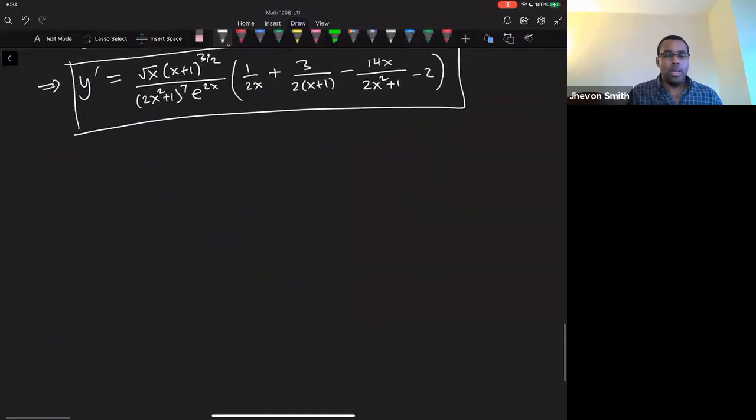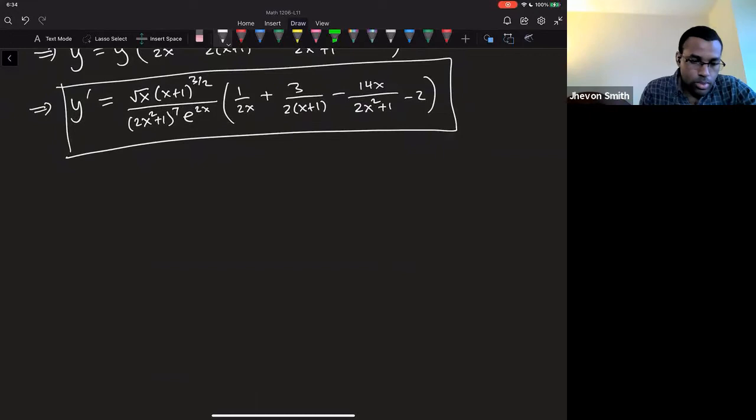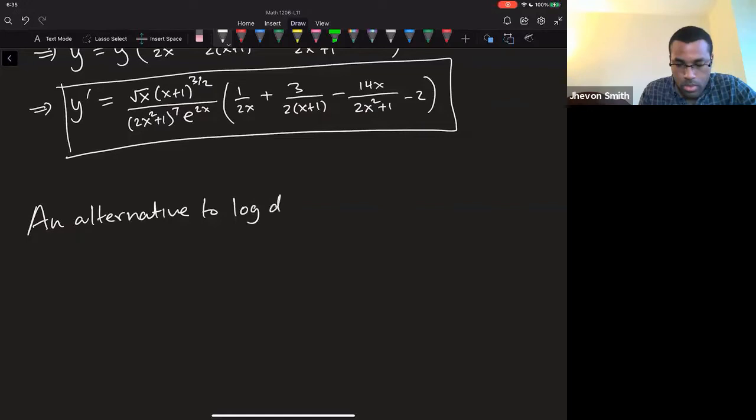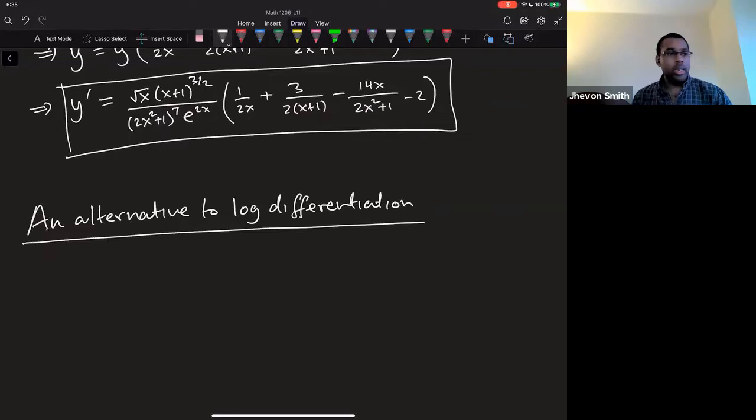Now let me give you an alternative. It functions on the same principles, but it can be expressed differently. And it's kind of using another rule that we have. And so it allows us to get a logarithm in there, but it allows us to do it in a way that's neater, more neat, I think.